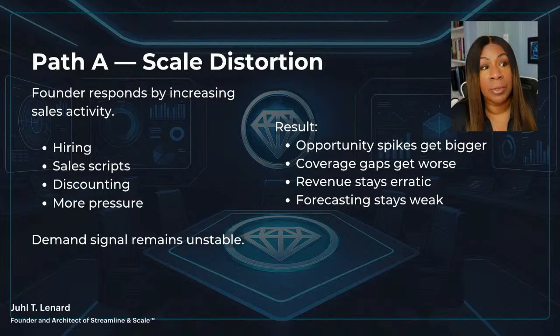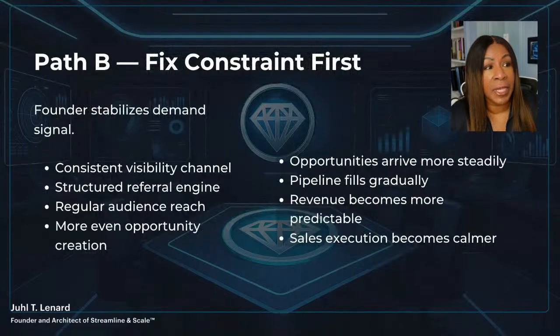Now, I don't know about you, but I don't want to find out it's unstable after investing in the deployment activities, right? Which is what happened here. So let's look at the other alternative, path B. In path B, we slow down. We don't scale right away in activity, but we fix the true constraint. And that is the area where the constraint originates. So in this case, the demand signal is the culprit.